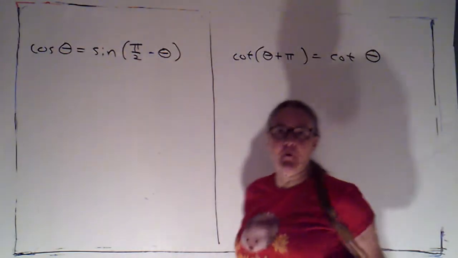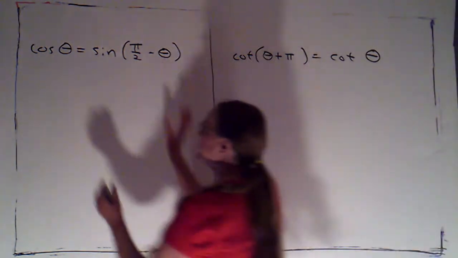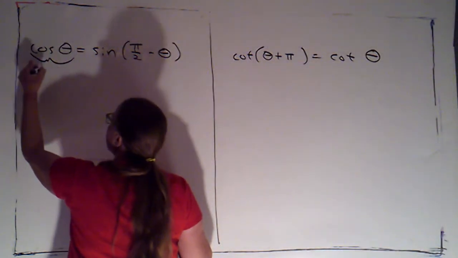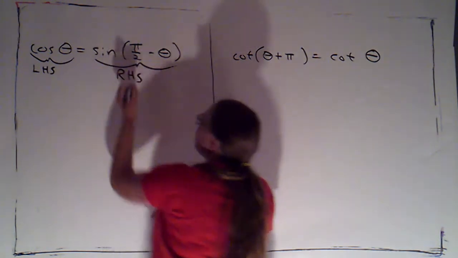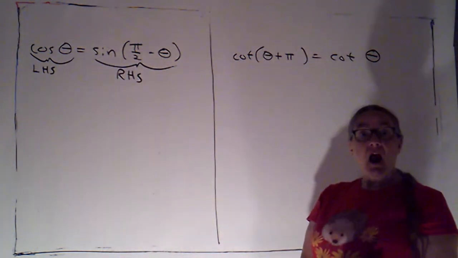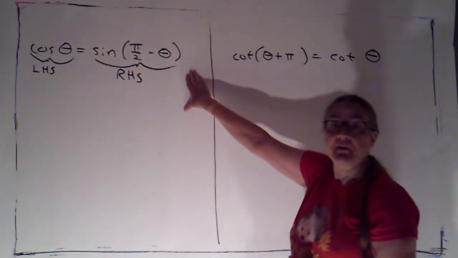So I've cleaned up the board a little bit. I've just left up the two that we're going to try to prove. So I'm proving this identity. Here's my left-hand side. I want to show that it's equal to that right-hand side. And remember, I'm only allowed to work with one side at a time. I want to start with the more complicated side.